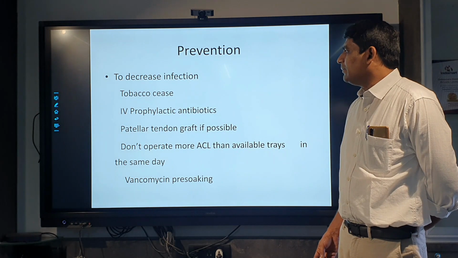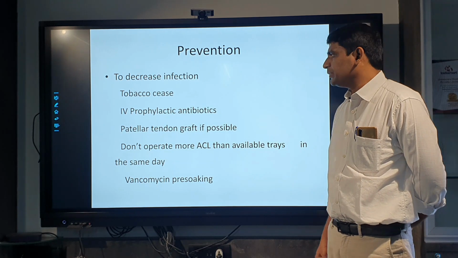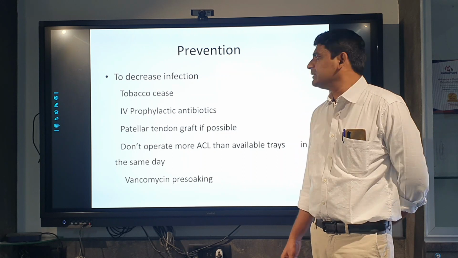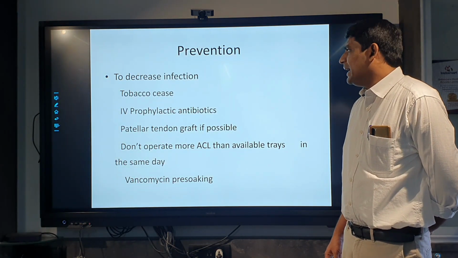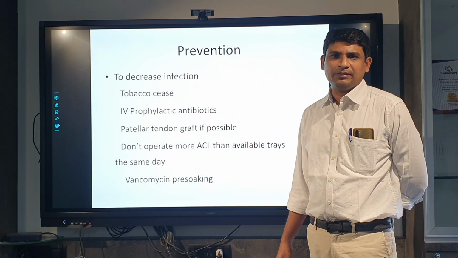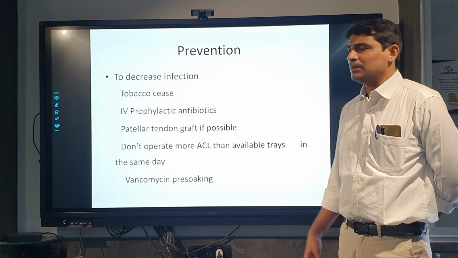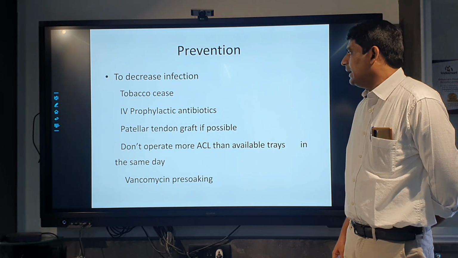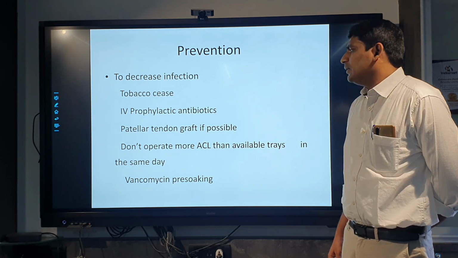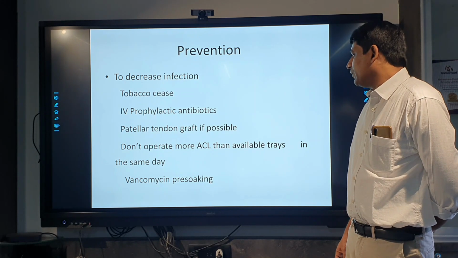So while selecting patients, we always ask them to cease tobacco use, and once the HbA1c level is controlled, then we plan for elective surgeries. Prophylactic IV antibiotics are given just before or during the induction of anesthesia, but we don't know the efficacy. But vancomycin is okay, it helps us drastically reduce the infection rate. And the patellar tendon graft, if possible, can be used. The number of ACLs we operate on a day should be according to the number of ACL trays available.